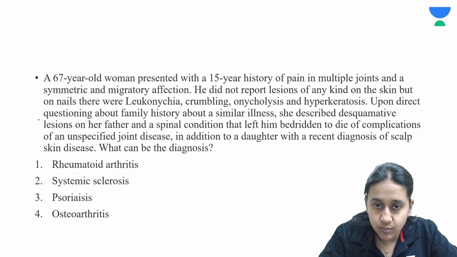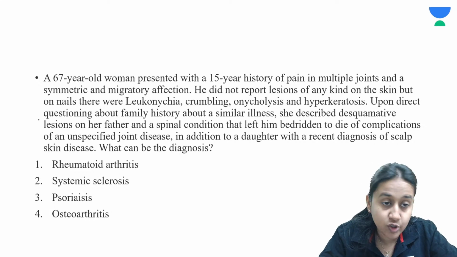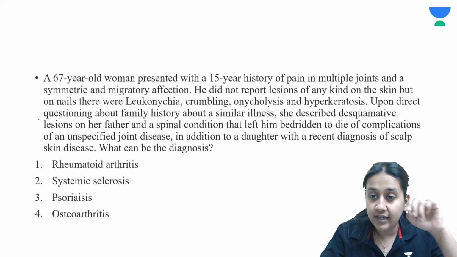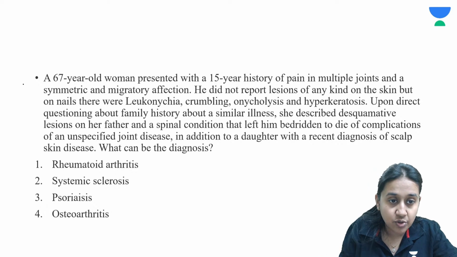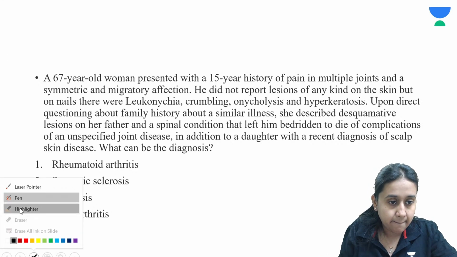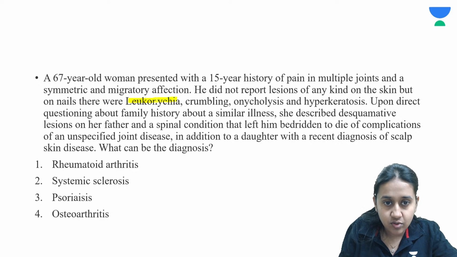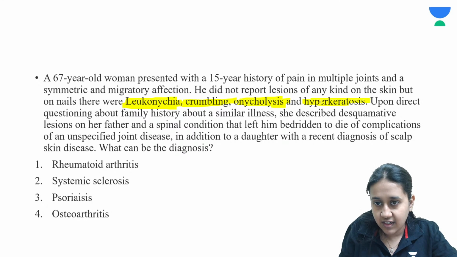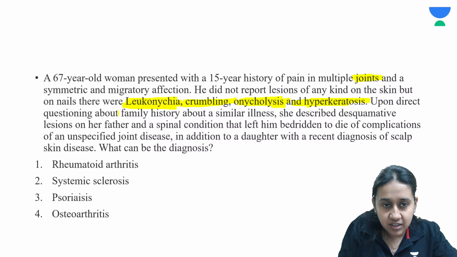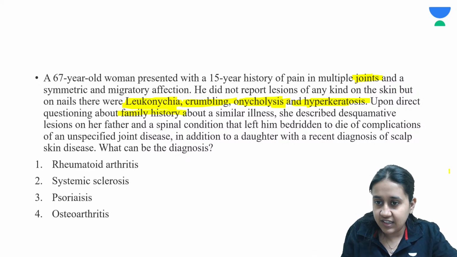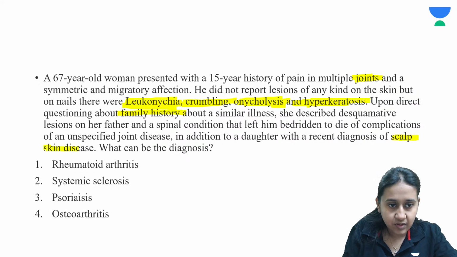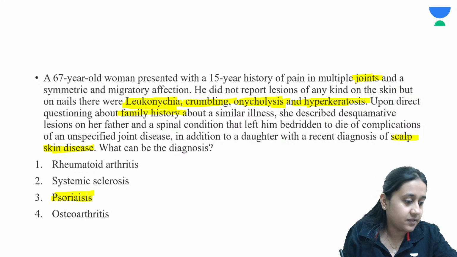A 67-year-old woman with 15-year history of painful multiple joint involvement, asymmetrical migration and affection. She did not report any kind of skin lesion, but let me mark the important points. Nail shows leukonychia, crumbling, onycholysis and hyperkeratosis in a patient with involvement of joint. Family history was positive, and recently there is a lesion on the skin. So according to CASPAR criteria, this becomes a case of psoriatic arthritis.